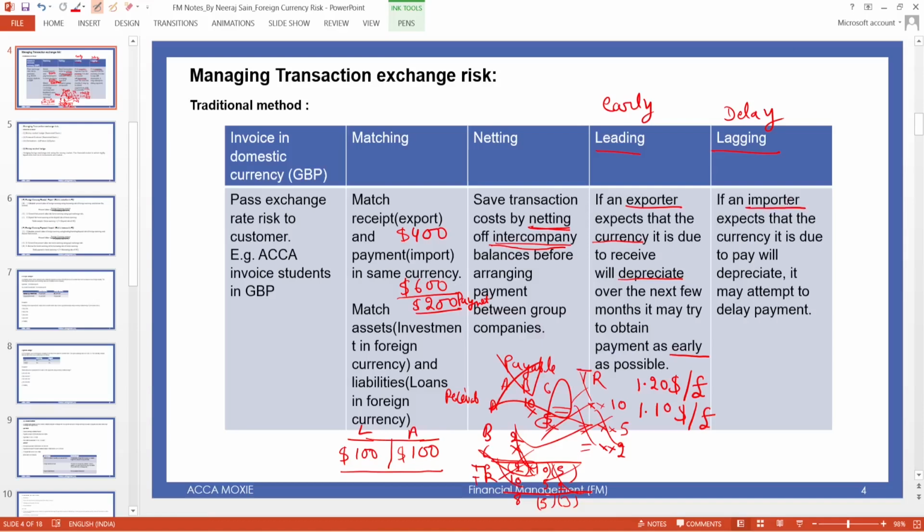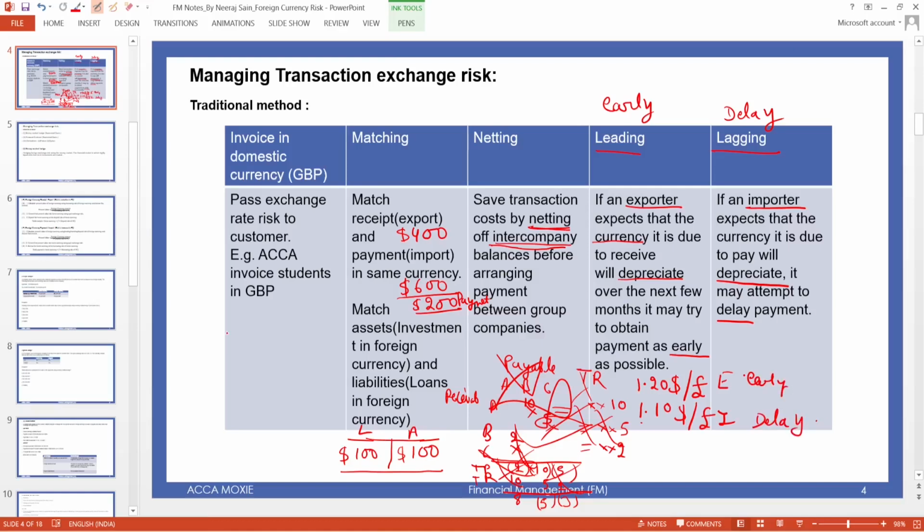Okay, but if you are an importer and the dollar will depreciate, then you will try to delay the payment, because right now you have to pay 1.20 per pound, but in the future you only pay 1.10, because the dollar will depreciate. Okay, I hope you understand this. So you will try early as possible, and you will try to delay.